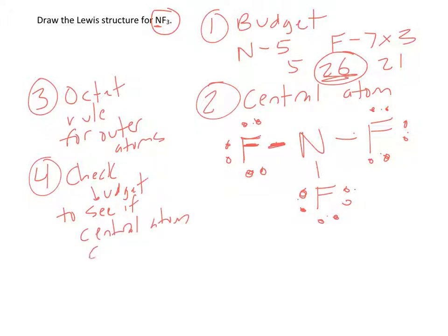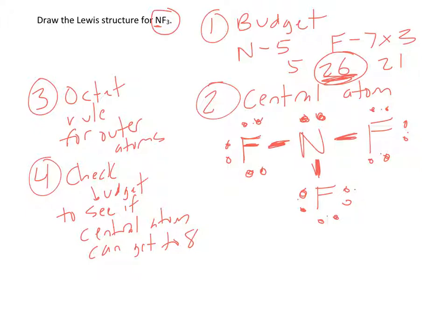So we check the budget to see if the central atom can get to 8. What I mean by that is right now the central atom only has 6. So to get to 8, it really needs 2 more. And we ask ourselves, are we in the budget for that? Well, our budget's 26. We've only used 24, so yes, in fact, we are in budget for it, so we're done. So that's pretty much what we do.